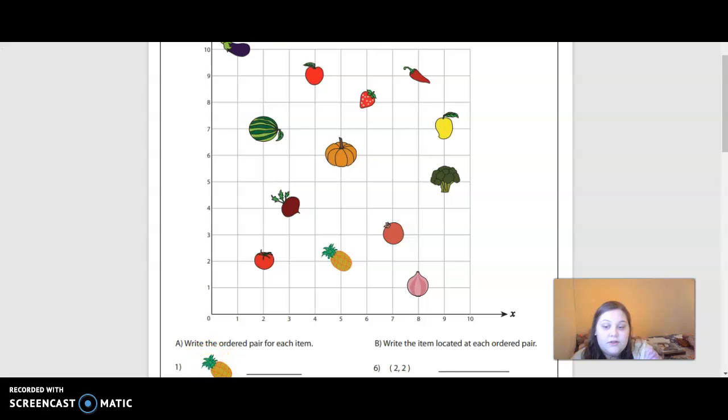So the first one you see here is a pineapple. You're going to find the pineapple. It's right here. You're going to find X is 5 and Y is 2. So you're going to write that in the correct form, X, Y, and that is 5, 2. So that's the answer to the first one.